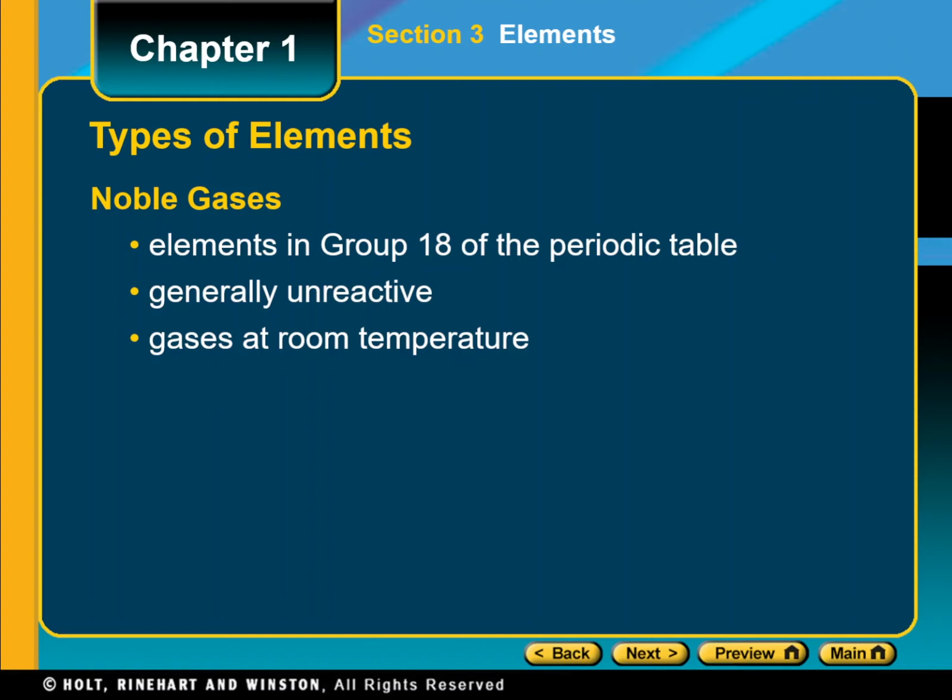Noble gases. The elements in group 18 of the periodic table are the noble gases. These elements are generally unreactive. Low reactivity makes the noble gases very different from the other families of elements. Group 18 elements are gases at room temperature. Neon, argon, krypton, and xenon are all used in lighting. Helium is used in party balloons and weather balloons because it is less dense than air.